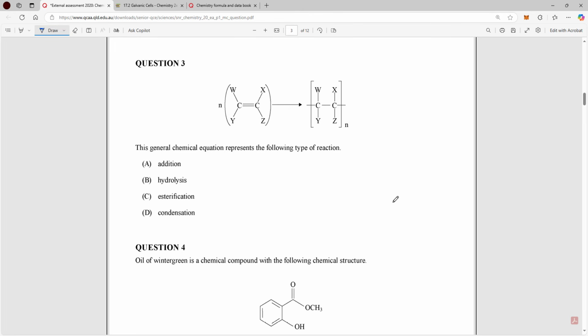Alright, question 3. The general chemical equation represents the following type of reaction, and we're given a couple of examples. So we've got addition, hydrolysis, esterification, and condensation.